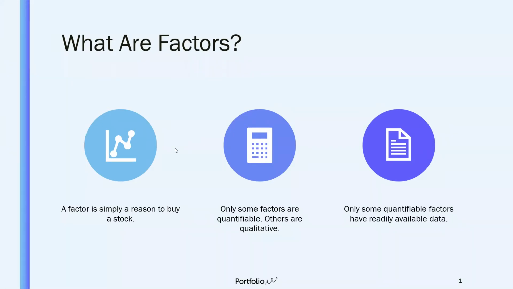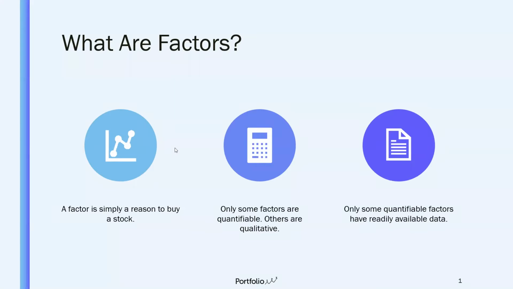Now, only some factors are quantifiable and others are qualitative. So value is quantifiable. You can assign a number to a stock's PE, or its price to sales ratio. Whether or not a company has a brilliant CEO, that's a qualitative judgment, and that's not something that we can use to create a fundamentals-based strategy, because it's purely subjective.